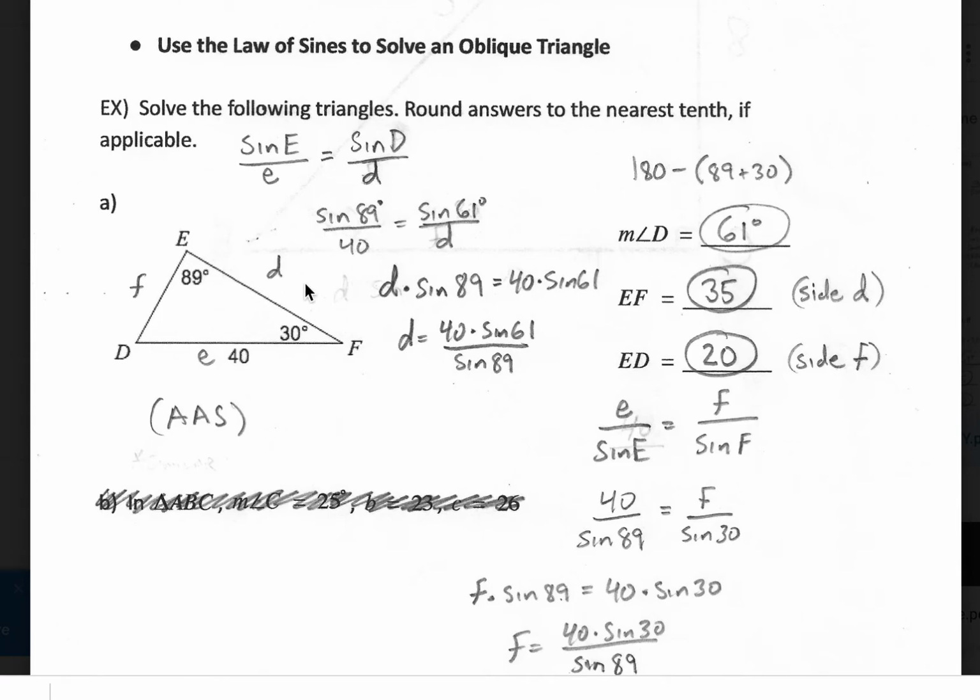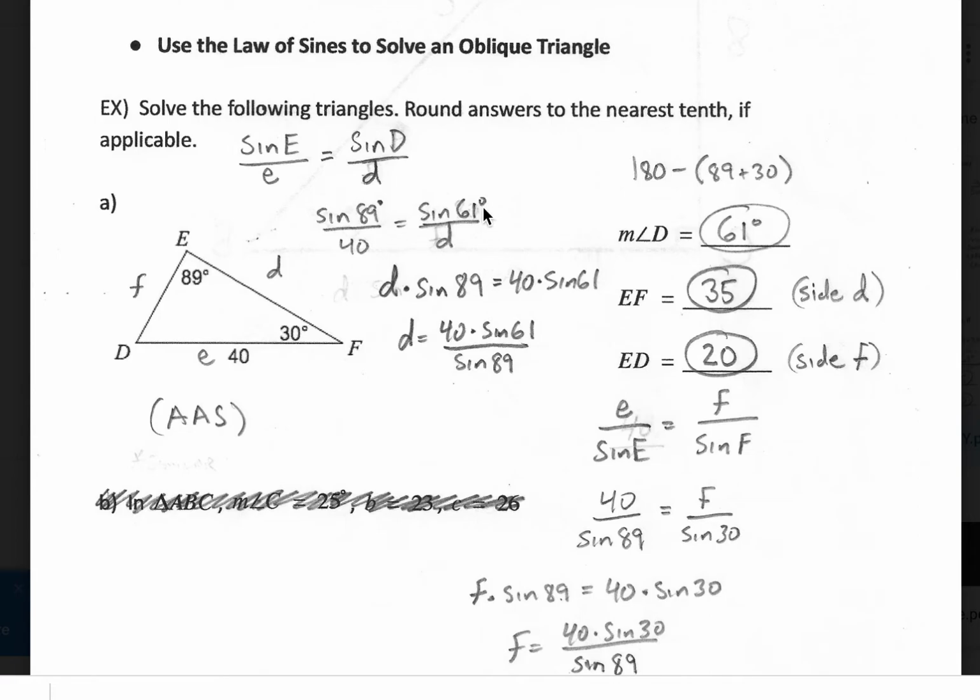We're going to do that by setting it equal to our ratio comparing angle E and side E. So those two given pieces of information are going to help us solve for some unknown information elsewhere on the triangle. So here's my starting proportion. Substitute what I know. Angle E is 89, side E is 40 units. Setting that equal to sine of angle D, which is 61. We solved for that. And that's on top of side D, which we don't know.